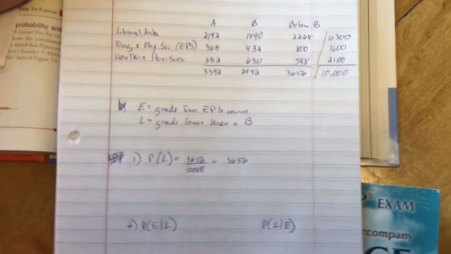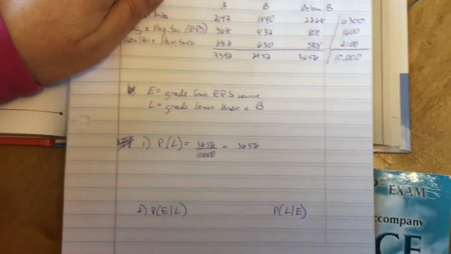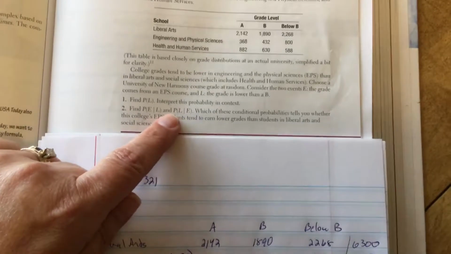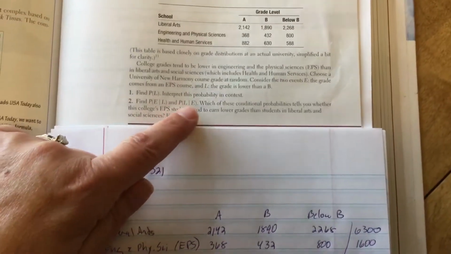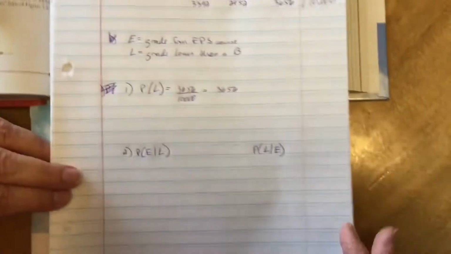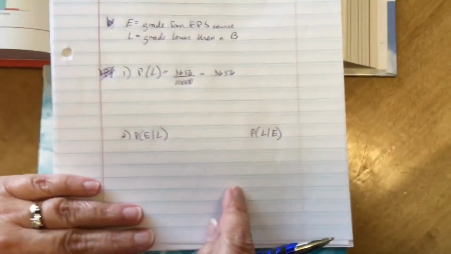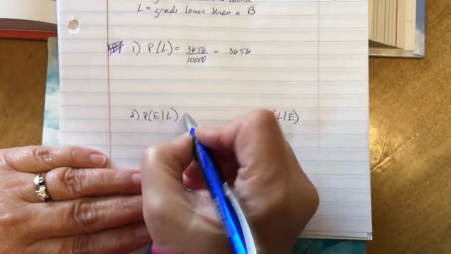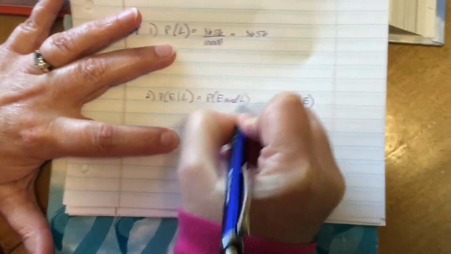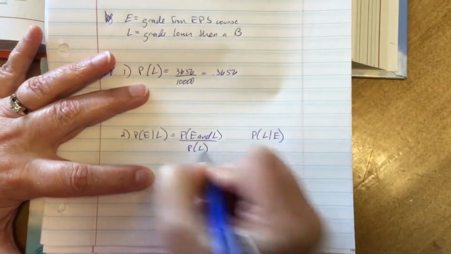Then we're going to find some conditionals. We're going to find the conditional probability that the grade is from an engineering course given that it's below B, and the probability that a grade is below B given that it's from an engineering course. So we're going to do both of these. Let's remember to do our conditionals: we have to do the probability of the and over the probability of the condition.